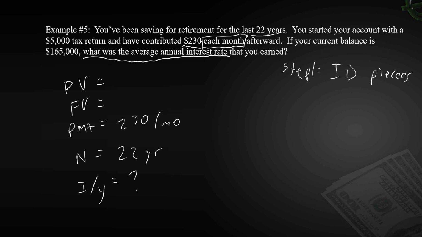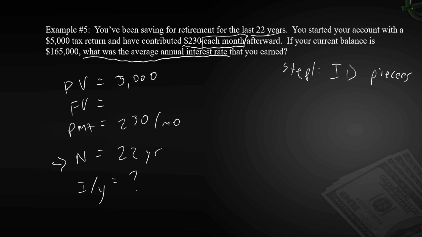Now, present value, future value. Again, remember, present value stands for how much we start with, right? The value at the start of this time period. So at the start of the 22 years, how much did you put in there? Okay, it was $5,000. That's what you started with.